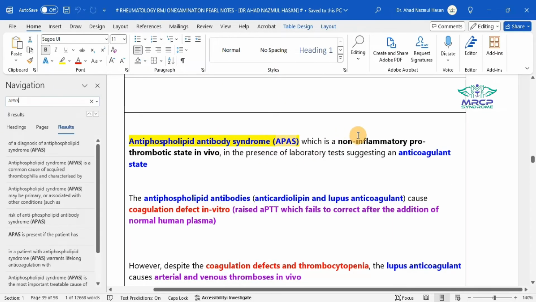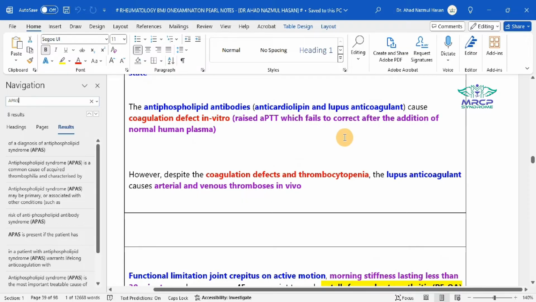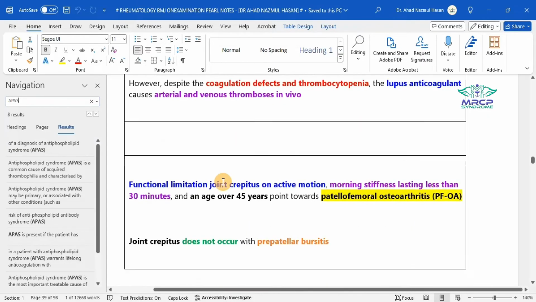Antiphospholipid antibody syndrome is a non-inflammatory prothrombotic state in vivo, with laboratory tests suggesting an anticoagulant state. The antiphospholipid antibodies cause a coagulation defect in vitro, with a raised APTT which fails to correct after addition of normal human plasma. So in simple terms, the APTT won't normalize after addition of normal plasma.